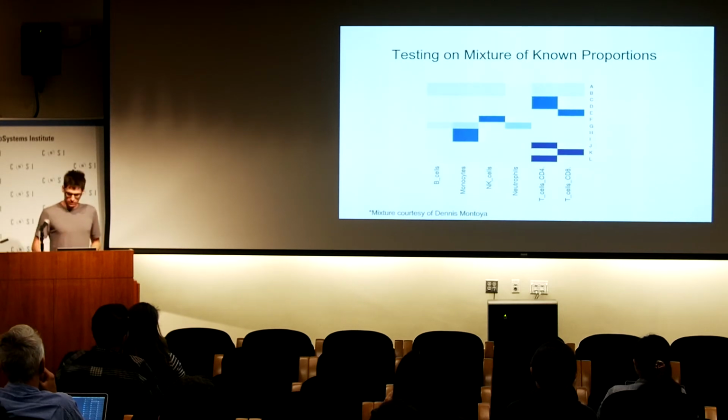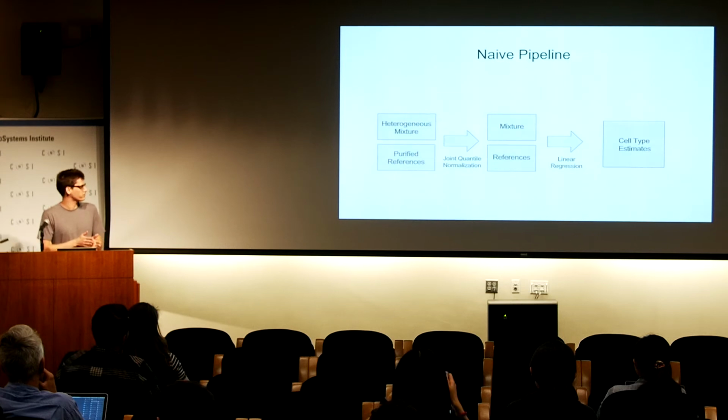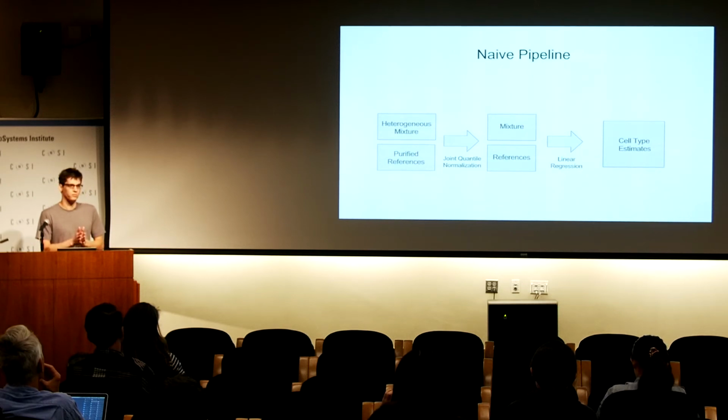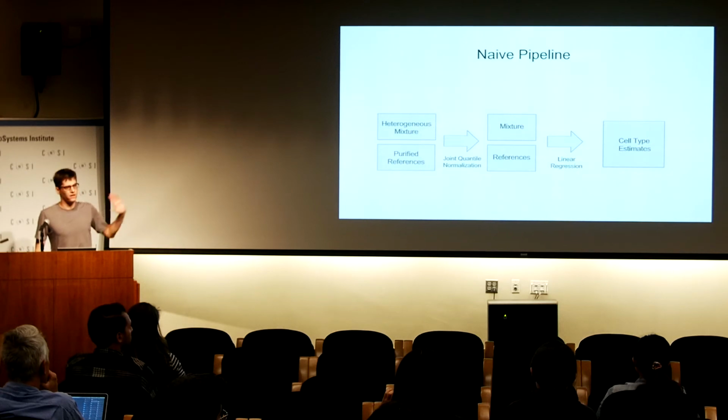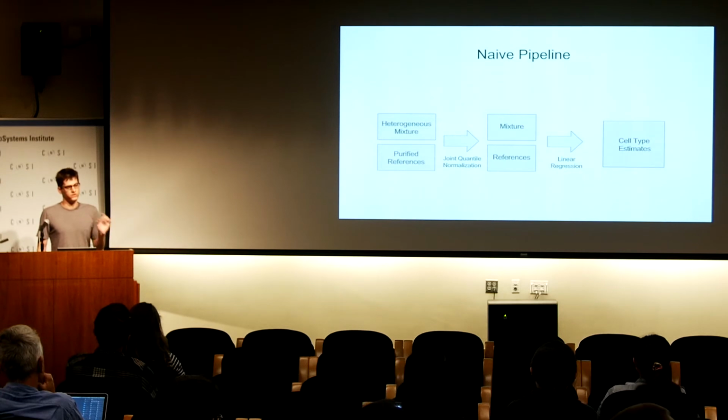What we do here is we apply the simplest version of this idea of doing linear regression to estimate the cell type proportions. We start by normalizing. That is a necessary step. You have to normalize each column of your data set. So each sample of unknown proportions and each purified cell type, you want those to have roughly the same distribution for the linear regression to work.